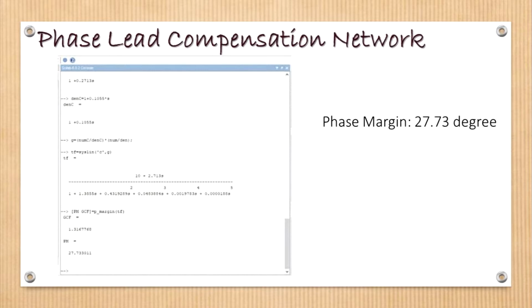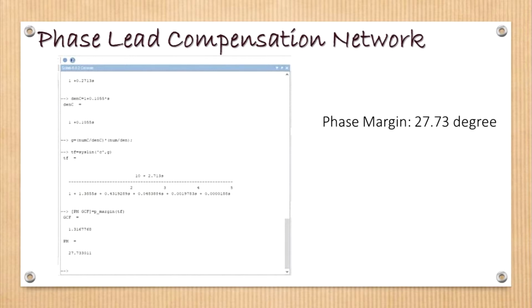We are required to design a compensator so that the phase margin would be at least 35 degrees. First, we are designing the lead compensator. From the Bode plot, we get the phase margin 23.85 degrees and the gain crossover frequency is 5.91 radian per second. Using this information, we calculate the alpha and tau, where alpha is 2.5714 and tau is 0.1055.